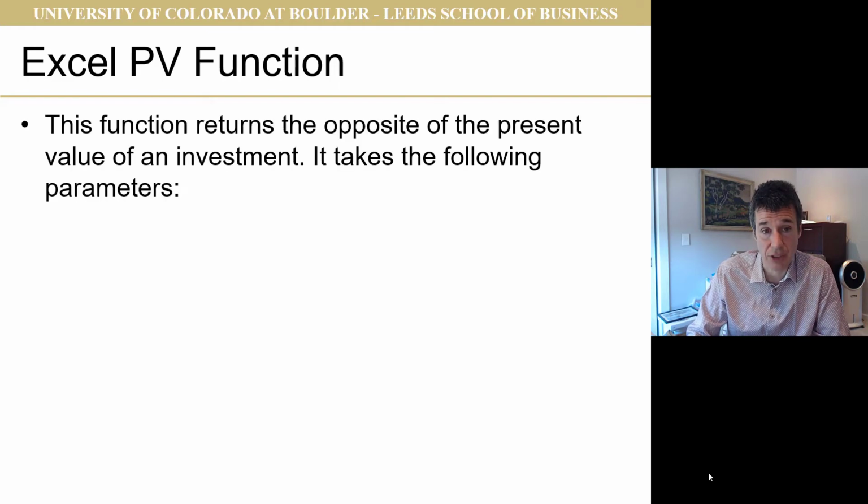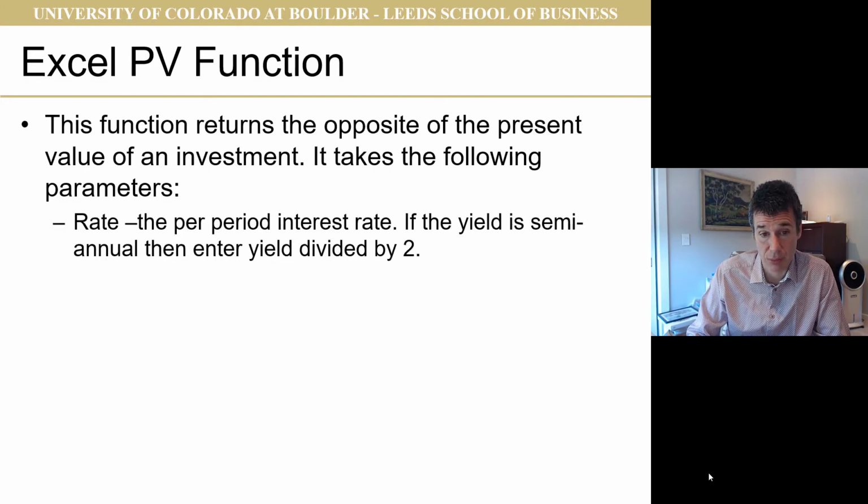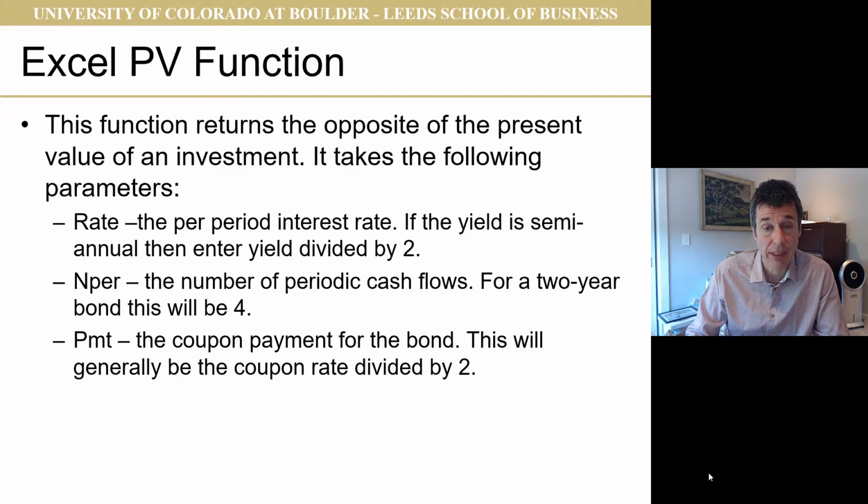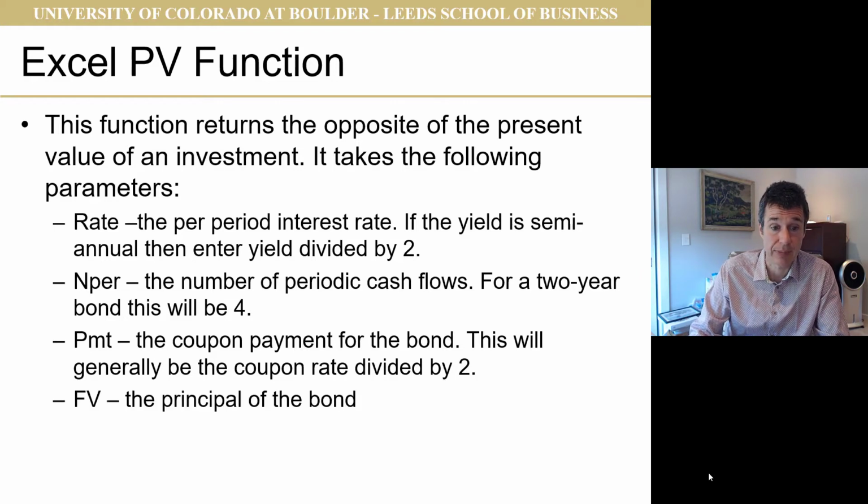So the Excel PV function returns the opposite of the present value of our investment. It takes the following parameters: the rate, which is the per period interest rate. Since the yield is semi-annual, we enter the yield divided by 2. Nper, the number of periods. For a 2-year bond, that's 4. For a 3-year bond, that's 6, and so on. Payment, this is the coupon payment on the bond, generally the coupon rate divided by 2 multiplied by the principal. And finally the future value, which is the principal of the bond.